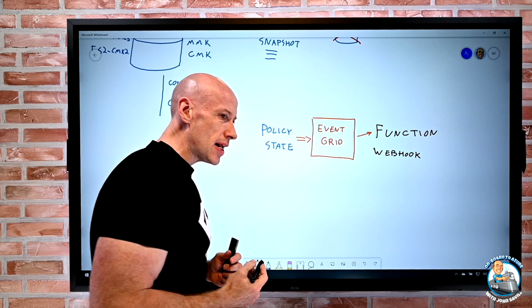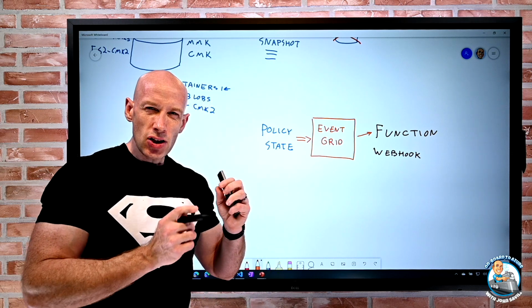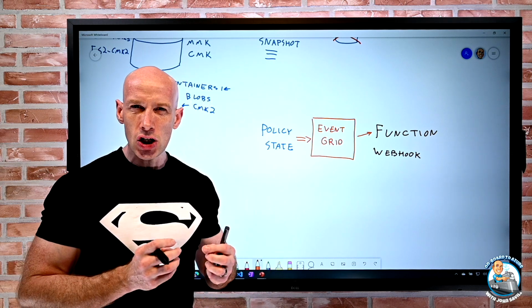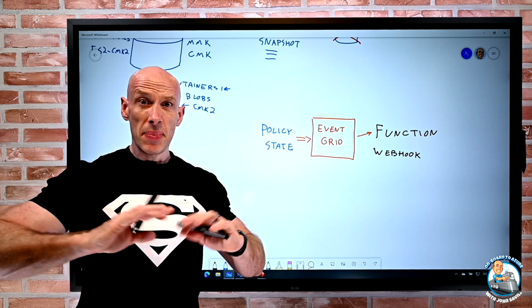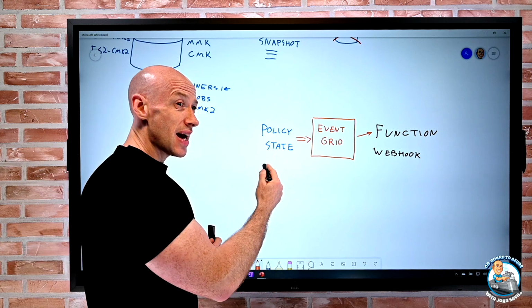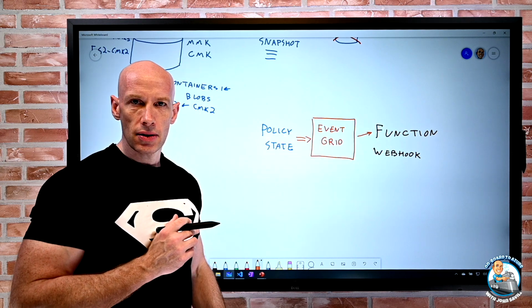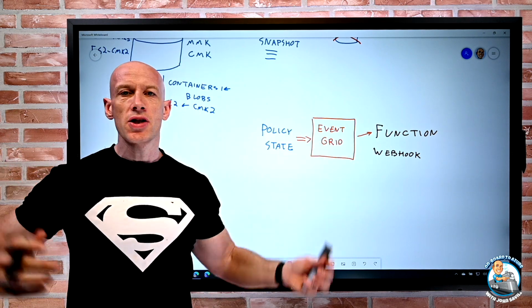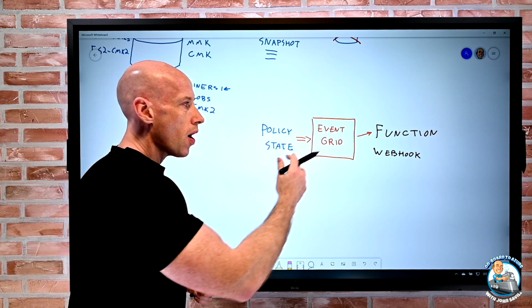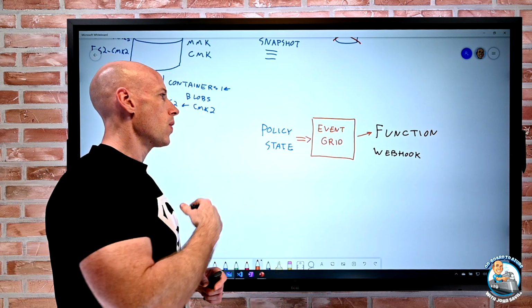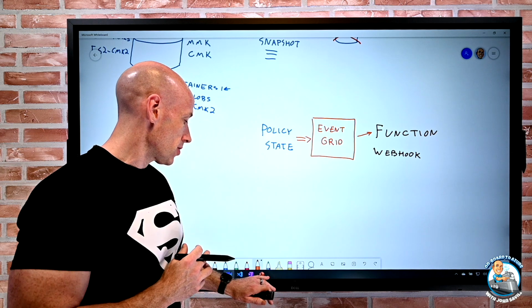So this is actually a really nice way that Azure Policy has certain kind of built-in remediation for certain things. But now I can essentially say, hey, if the policy state changes, call this. And then really the world is my oyster to what I can do through that Azure function or webhook or really anything else.